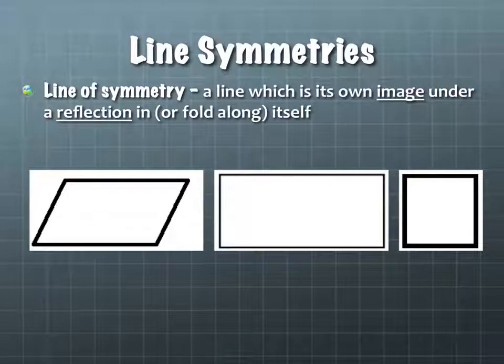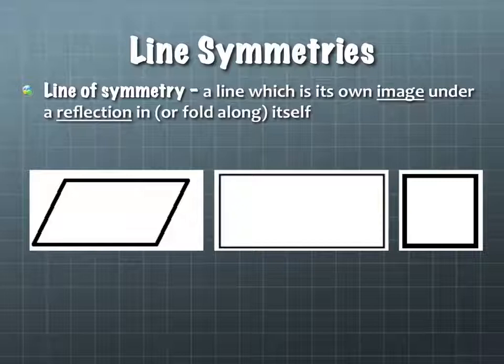All right, we're going to shift gears. This is our last highlighted piece of information in the title of our section, Symmetry. We're going to talk about line symmetries first. A line of symmetry is a line which is its own image under a reflection in, or folding along, itself. So it's a line about which we can reflect an object and it stays the same.